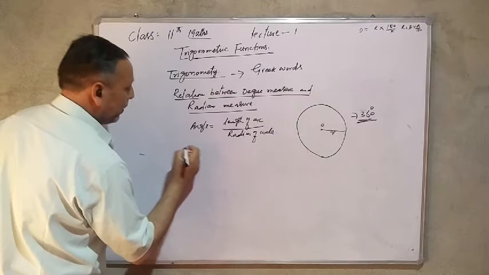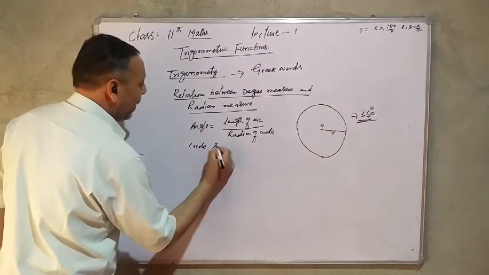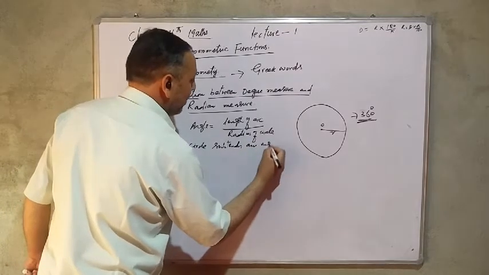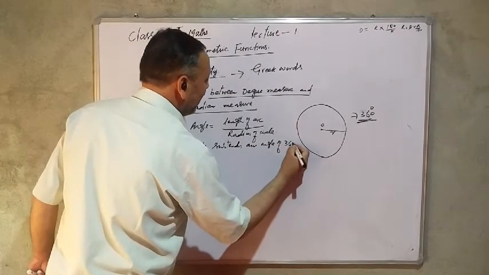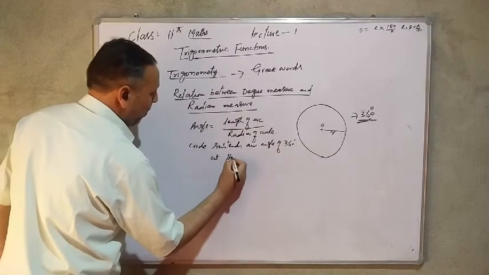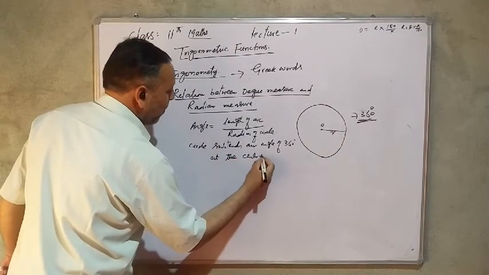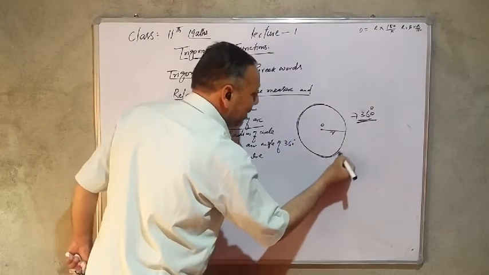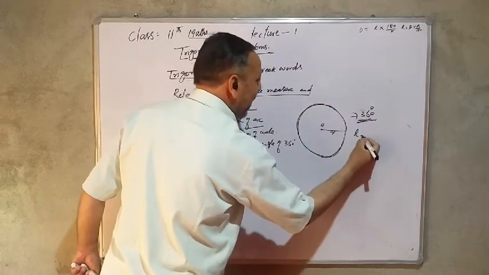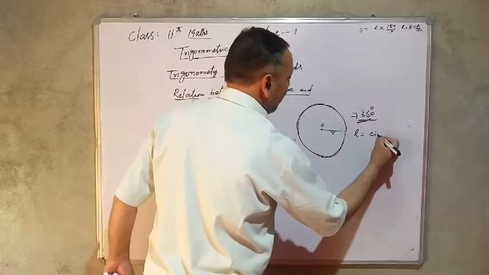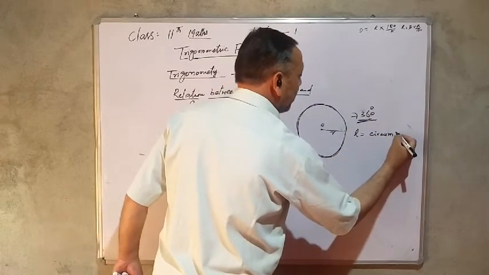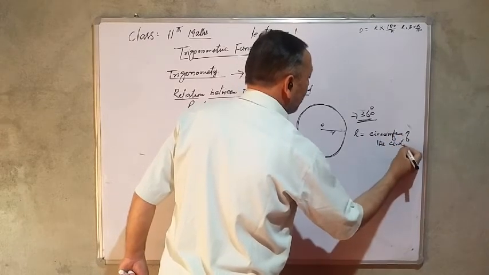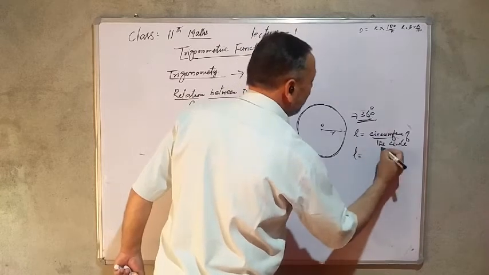So here, circle subtends an angle of 360 degree at the center. And here the circumference becomes the length of the arc. That means here L is equal to circumference of the circle, which is 2 pi r.